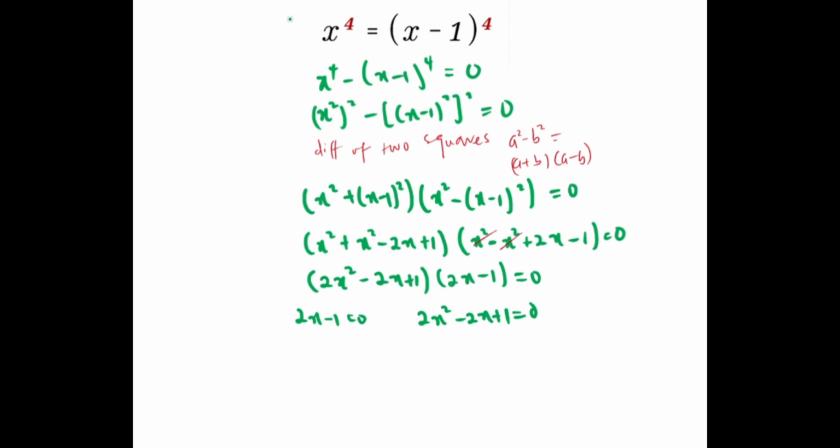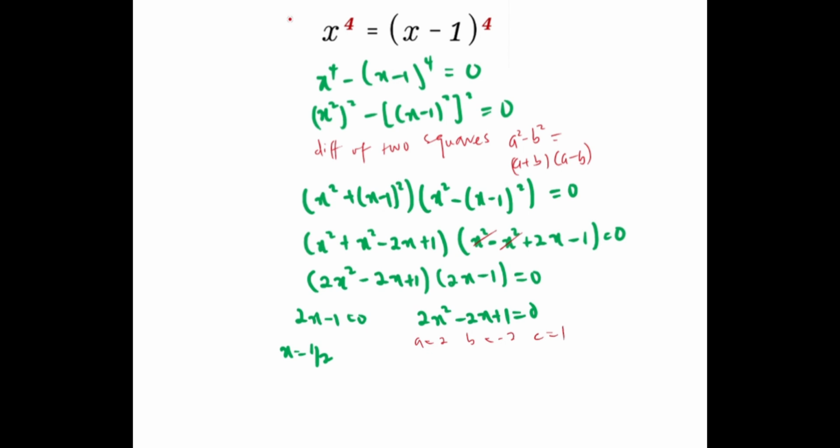For the first condition here, we can see that x is going to be half. So here we can check if it has solution or not. But I'm just going to work it out using the quadratic formula approach. Here we know that a is 2, b is negative 2, and c is 1.